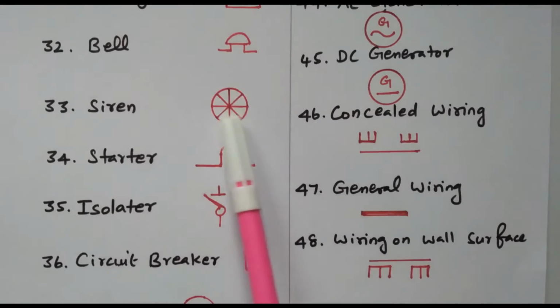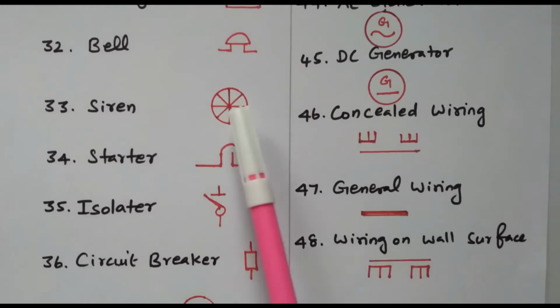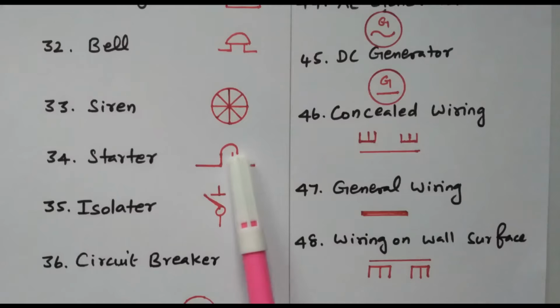Then siren. It is a circle over which the 8 cross lines are available. The starter is used in the motors. See, there is some disconnection. The semicircle is there on one side, so this connection is there. When it is contacted, it will start. The motor will start. The supply will be given.